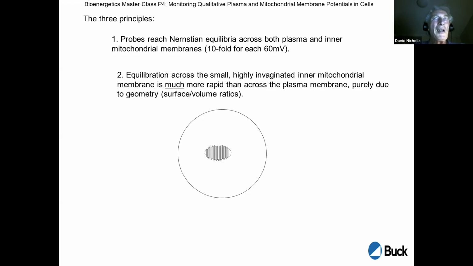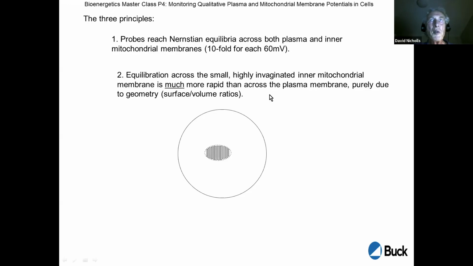So the probes don't really know whether it's crossing a plasma membrane or a mitochondrial membrane, but the equilibration is entirely different. And so, for example, equilibration across the plasma membrane with TMRM could take 30 minutes to an hour, whereas equilibration between the matrix and the cytosol, we assume it's complete within the time resolution of our experiment, so it's virtually instantaneous.